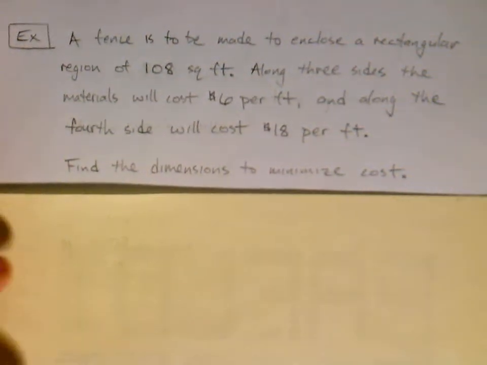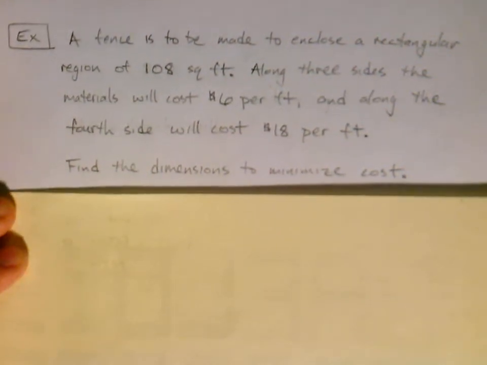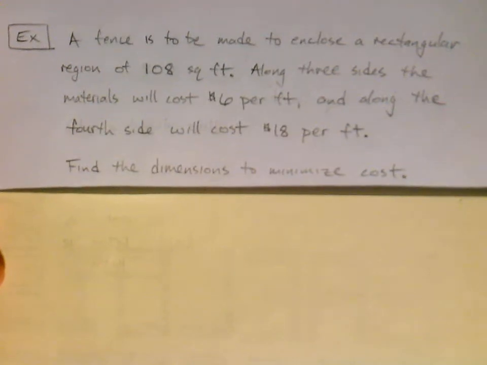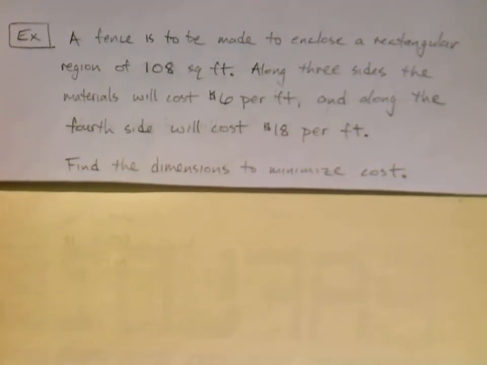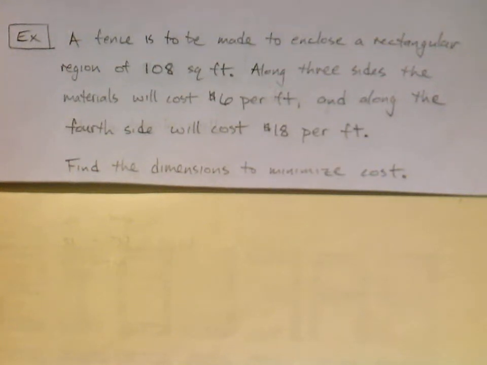It's the last example of 4.6, the last example of the chapter. This is a cool one too. Always dangerous when a teacher says things like, this is a fun problem. And this one is, a fence is to be made to enclose a rectangular region of 108 square feet.